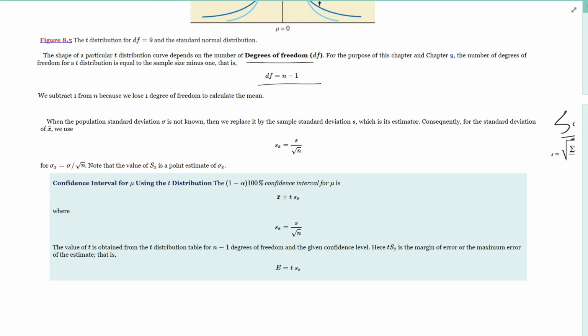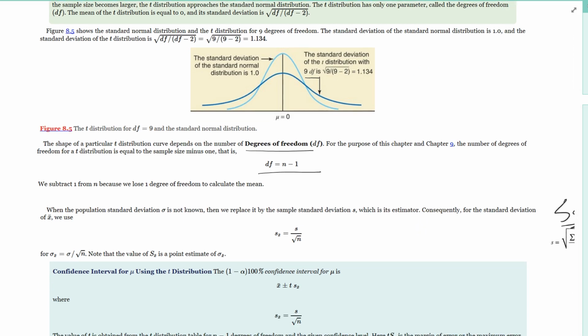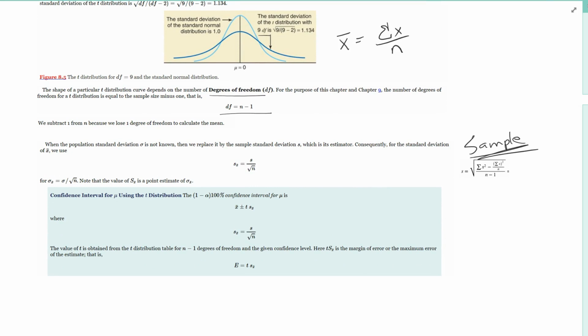Calculating the mean is pretty straightforward. It's going to be the mean of x bar. The information we know is simply going to be the sum of x over n, just like you calculate the mean before. The sample standard deviation is going to be an estimation of x bar.